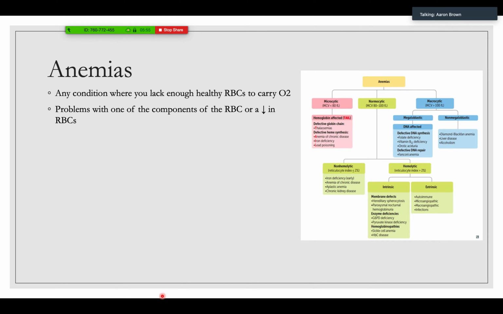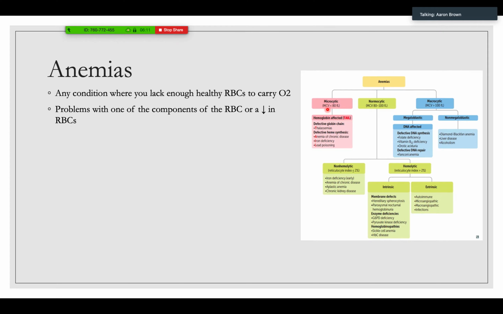There's a number of different ways to get anemias, and so in order to drill down and categorize these different ways, what we do is we look at the size of the red blood cell. We say microcytic, normocytic, and macrocytic, okay? And so that's going to refer to the actual size. The MCV is the actual size of the red blood cell. That's what that's referring to.